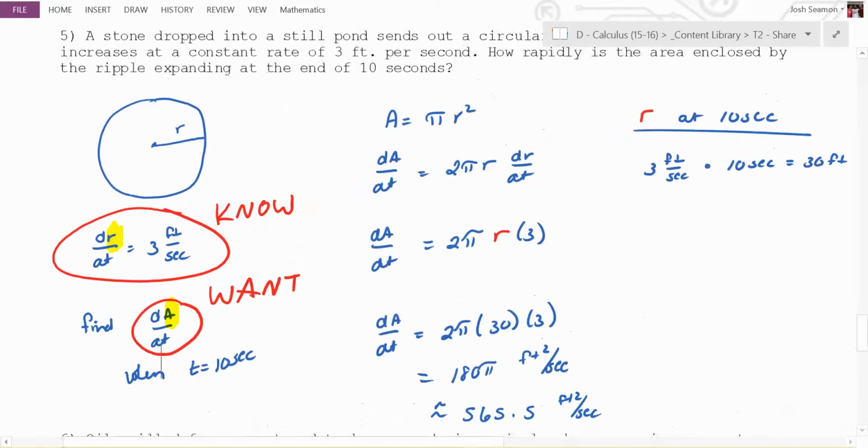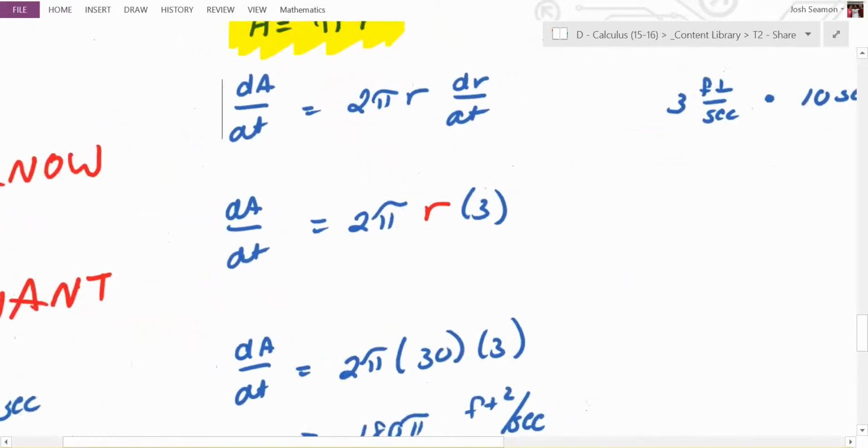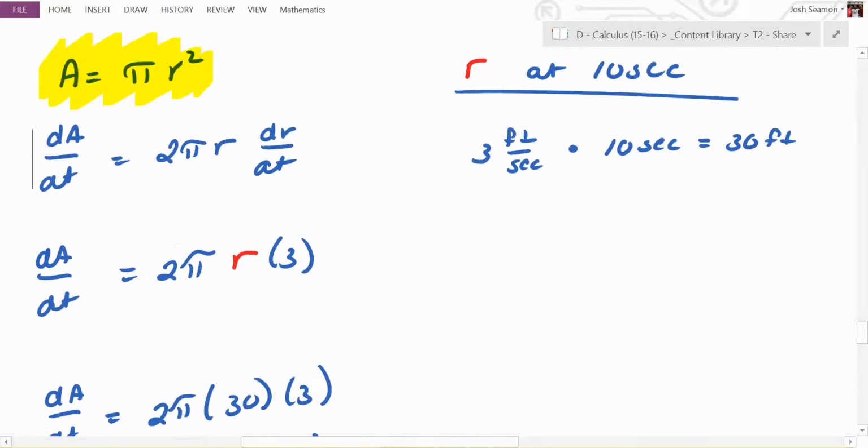There it is. What do you do now? You take the derivative in terms of t. So what does A turn into? dA/dt. What do you drop to the front? 2 pi r, but then you have to multiply by dr/dt because of the chain rule.